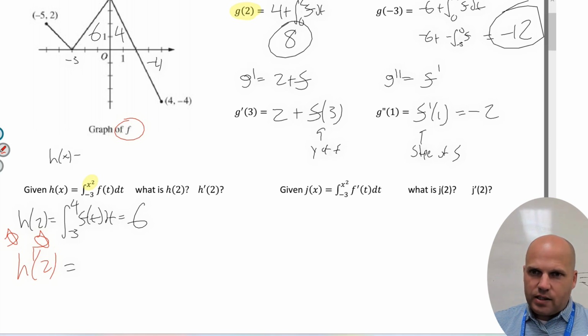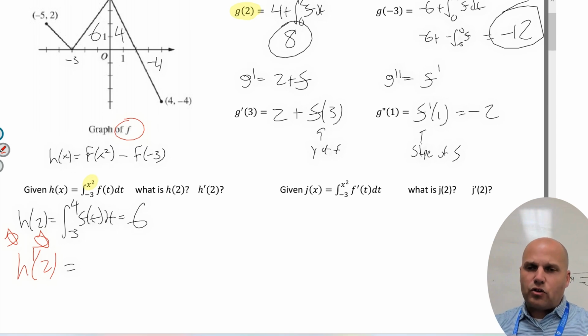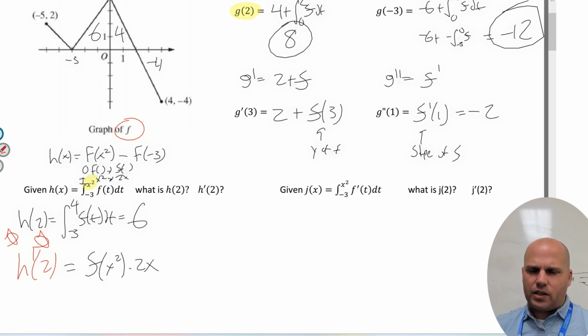Well, another way to write this accumulation function would be big F of x squared minus big F of -3. It's the whole idea of the antiderivative displacement gives me the accumulation of the derivative. Great. Well, if I took the derivative of this, I would have to use an O and an I, and big F would go back to regular F, and x squared would go to 2x. H prime of x would be regular f of x squared times 2x.